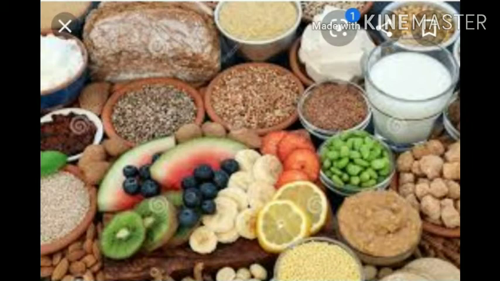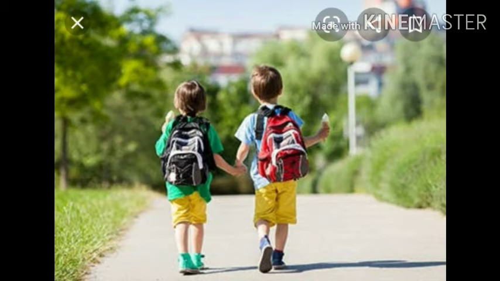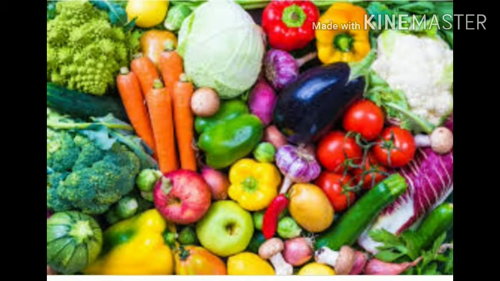Suppose you are a student and you need to carry your water bag, lunch bag and books bag. To do that work, you need some energy. Energy can be given to our body only through food. That's why we have to eat good food. See here, some food items like fruits, we need to eat fruits and vegetables. Different types of vegetables are there for us: cucumber, lady's finger, carrot, beetroot, beans, potato, onion. All these are vegetables we have to eat.